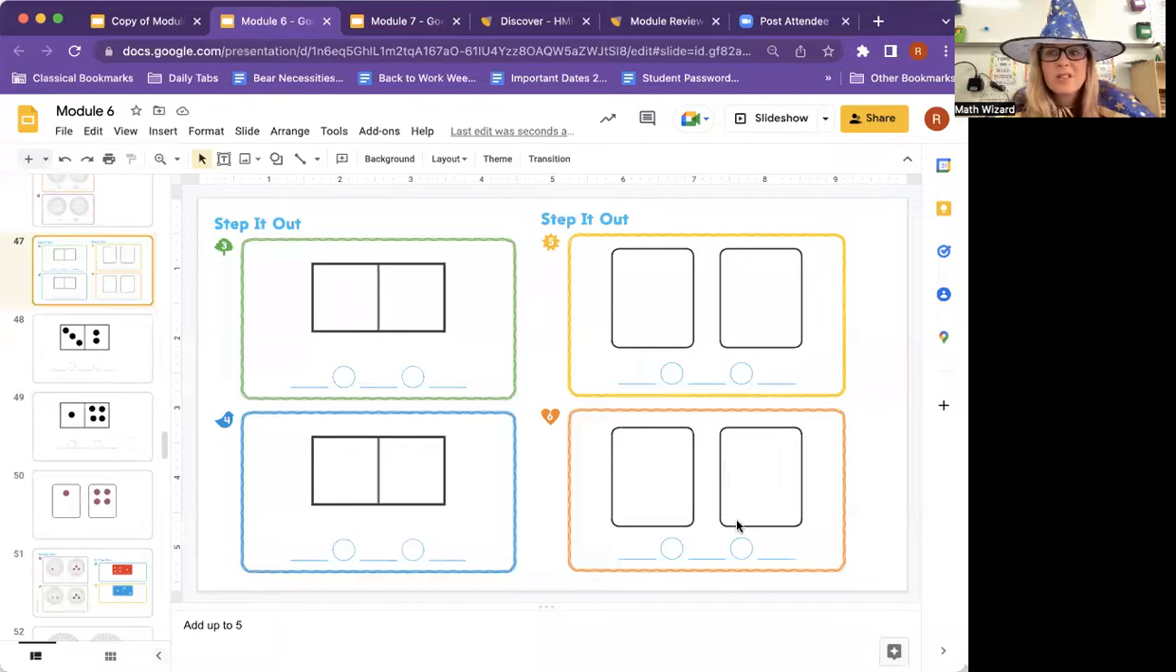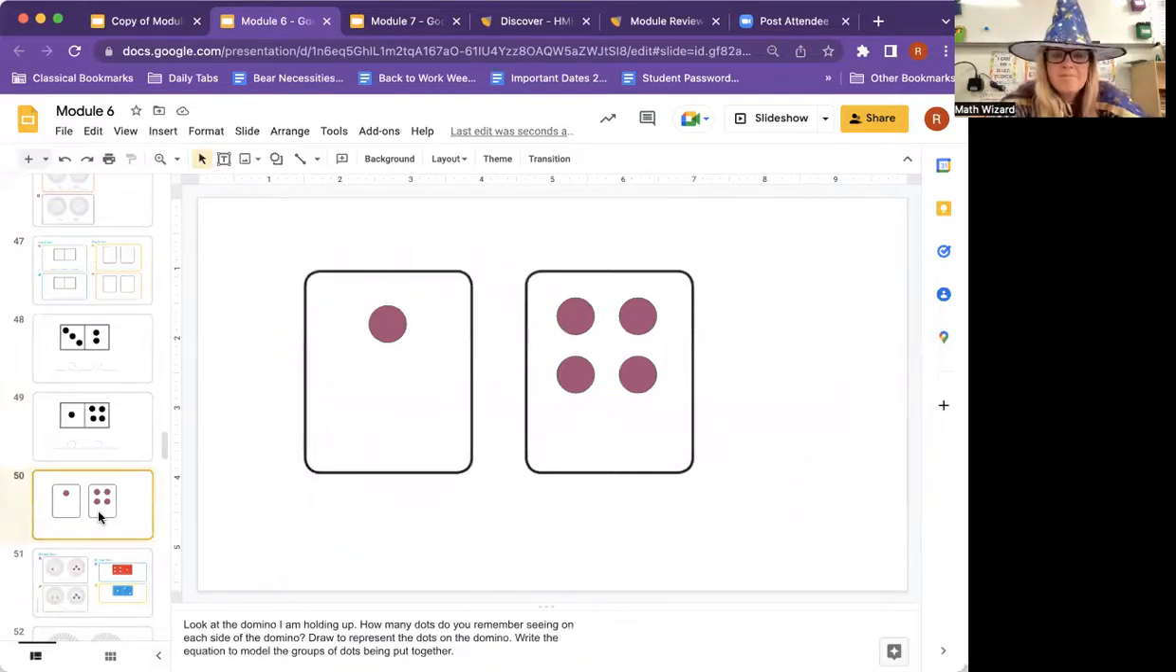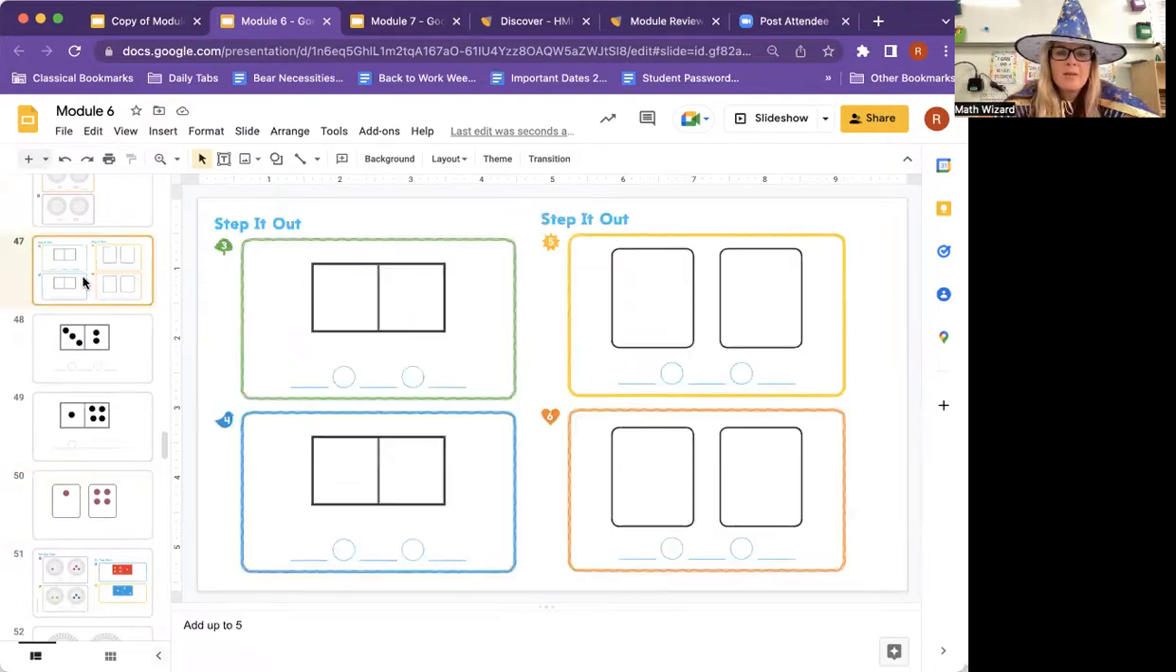Okay, so for number 6, are you ready? I'm going to show you one. Are you ready? Look at it. Get a really good look at it for a minute. Close your eyes and see if you can picture those dots in your head. Okay, you ready? How many? How many were in the first one? 1. Okay, how many were in this one? Close your eyes. How many?